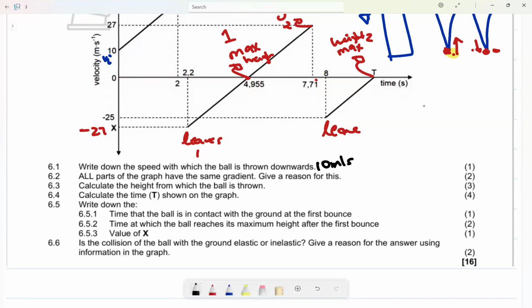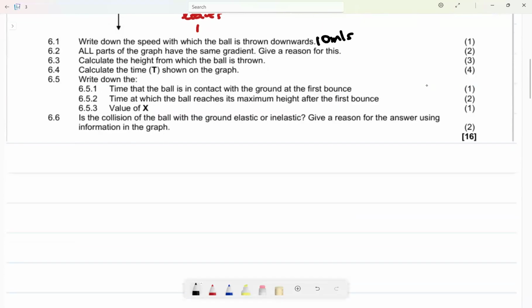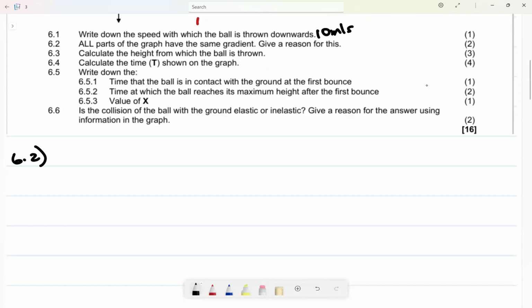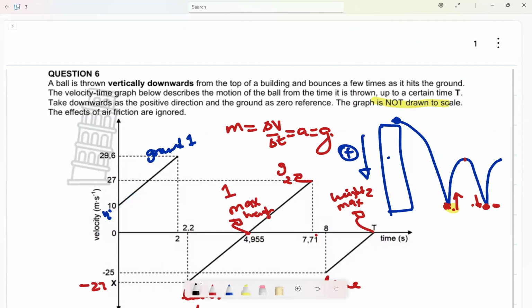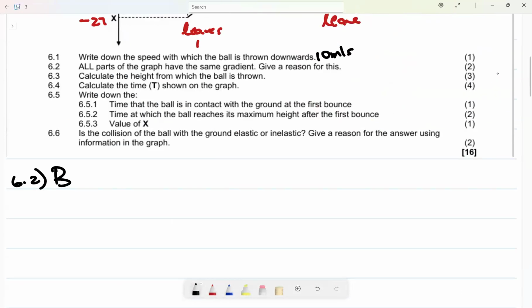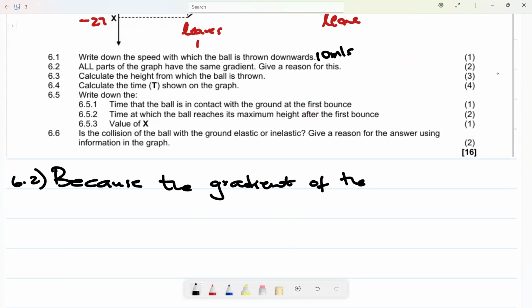All parts of the graph have the same gradient. Give a reason. Remember, why is the gradient the same? All parts of the graph have the same gradient, it is this one. Why? Because the gradient of the graph is gravitational acceleration.